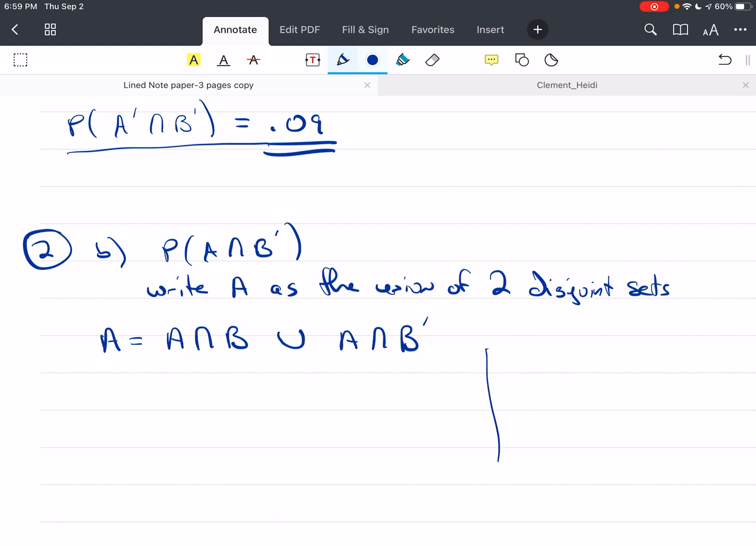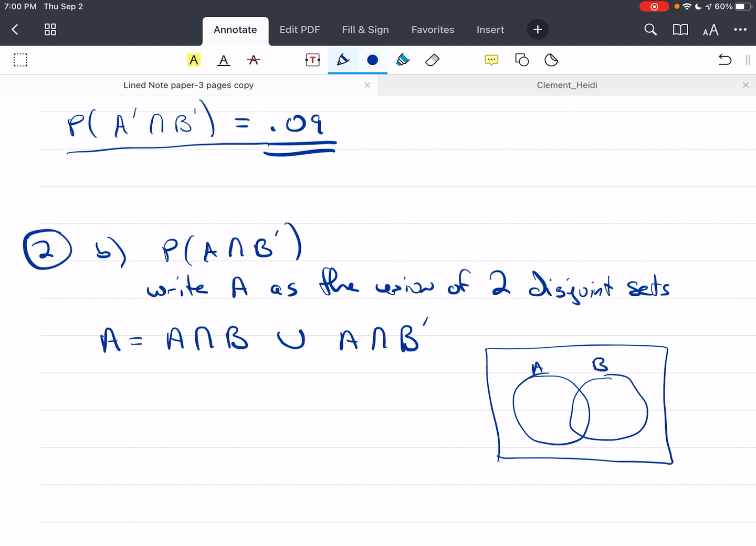How do we know this? Well, again, we're not proving it, but it's easy to see in a Venn diagram that I can break A up into two disjoint sets. Let me change my color of pen here. So here, this portion is A intersect with not B. So B is not over here.